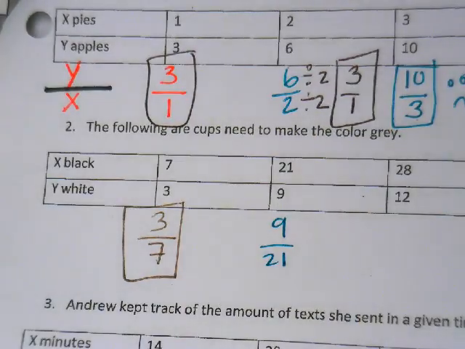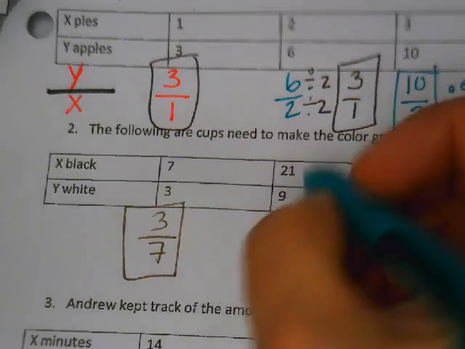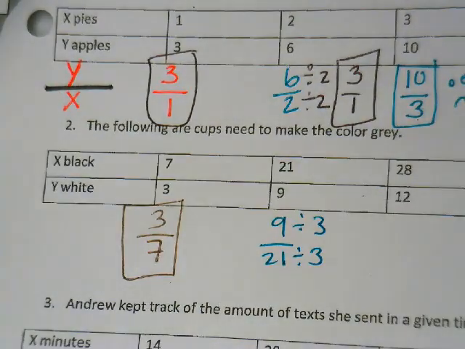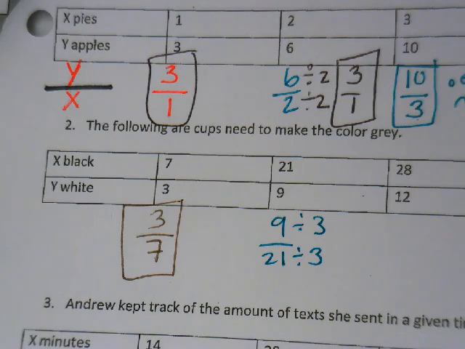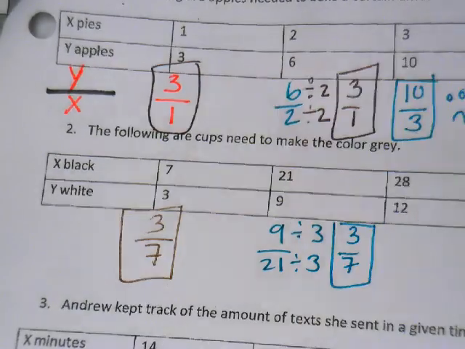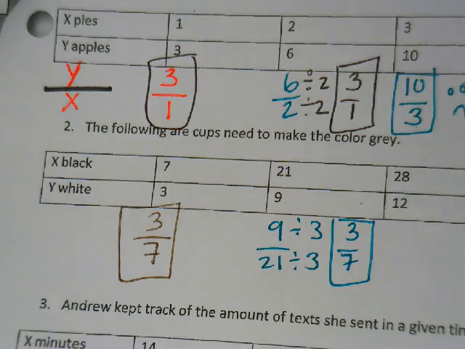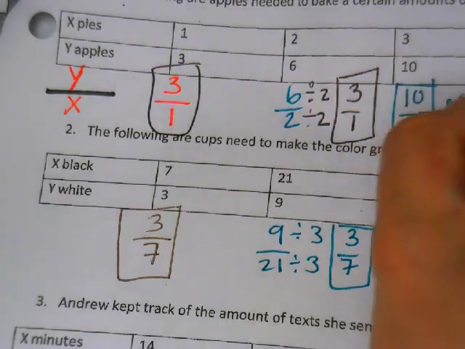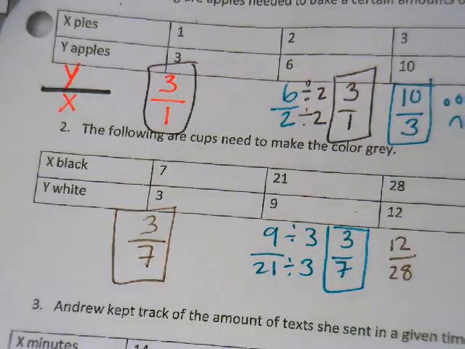What can I divide 9 and 21 by? All right, everybody divide by 3 before I do. Does it still match? Yes. If it matches, we do the next one. What's the next fraction? 12 over 28. What can I divide by? 4. Nice.